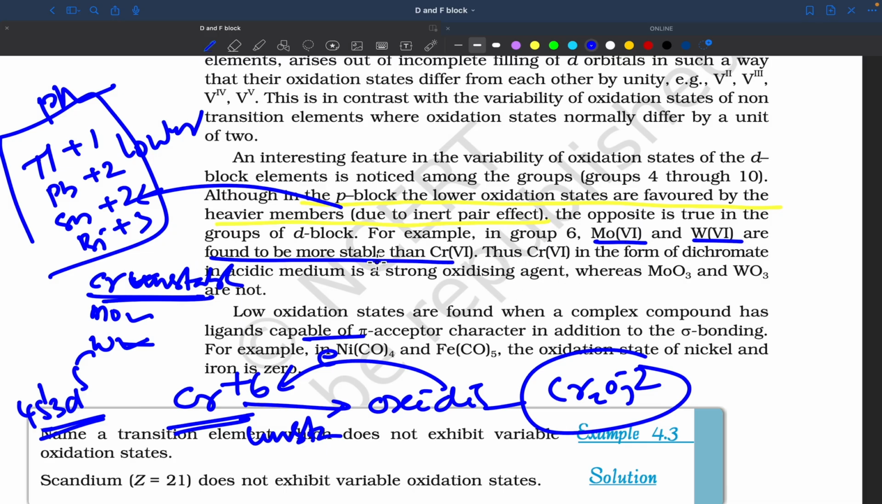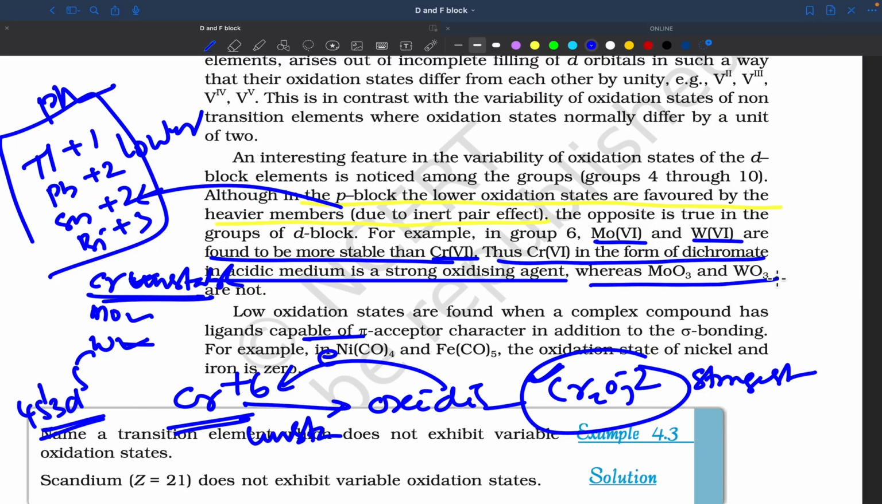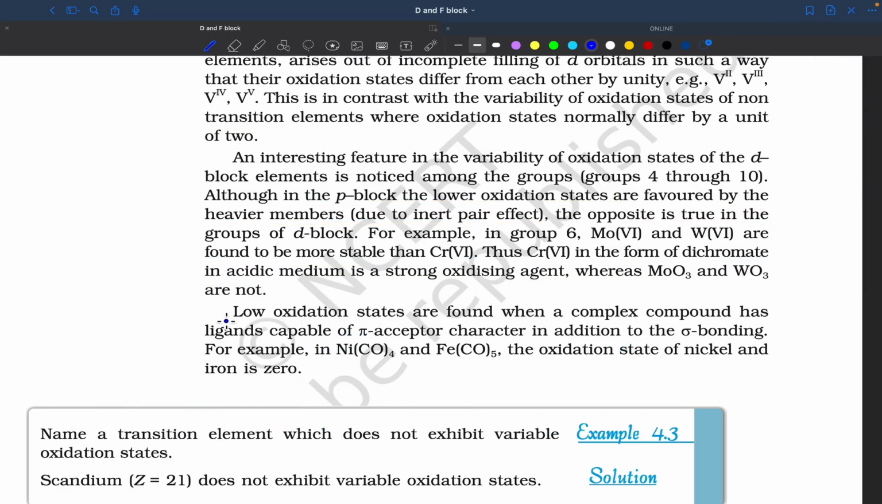Molybdenum, tungsten are found to be more stable than chromium +6. Thus, chromium +6 in the form of dichromate in acidic medium is a strong oxidizing agent. Dichromate in acidic medium is the strongest oxidizing agent, whereas molybdenum trioxide, tungsten trioxide are not. Right? So this point you should be able to notice.